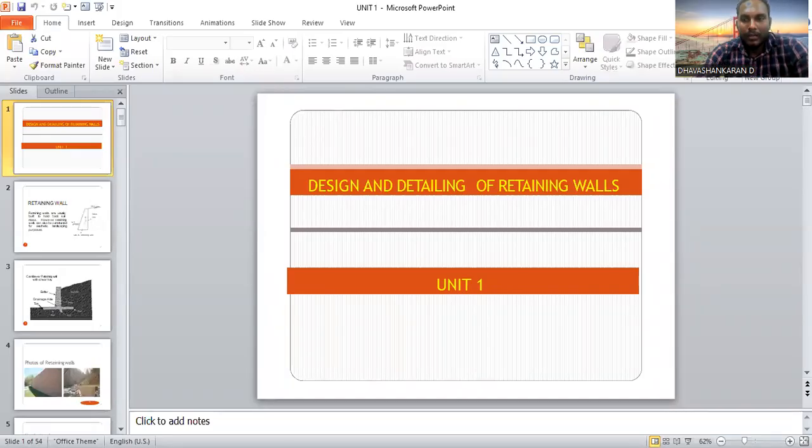So today my topic is on design and detailing of the retaining wall. So it's a unit one title: design and detailing of retaining wall. So generally, what is a retaining wall? Retaining walls are usually built to hold the back soil mass.